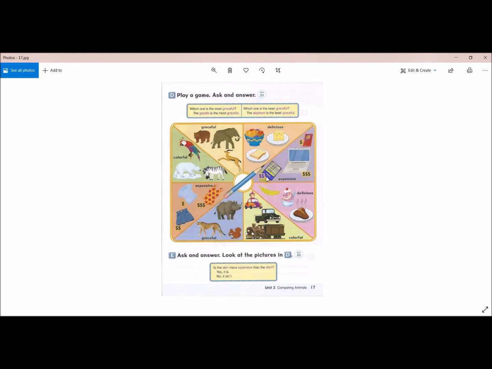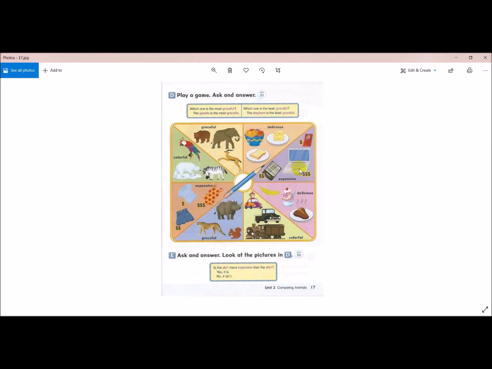Okay, now look at this one. This one we're going to ask the question about expensive. We have a laptop and also maybe a calculator and also a notebook. This one has a lot of price, this one less price. Now we are going to ask the question. Which one is the most expensive? Can you answer? Yes, the laptop is the most expensive.